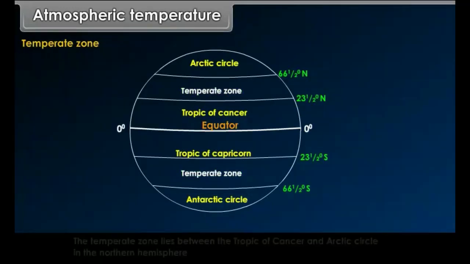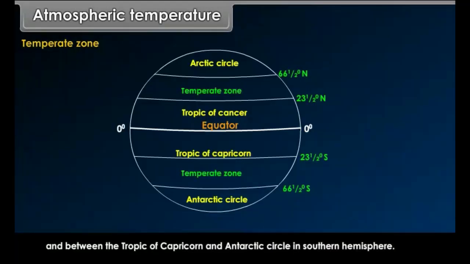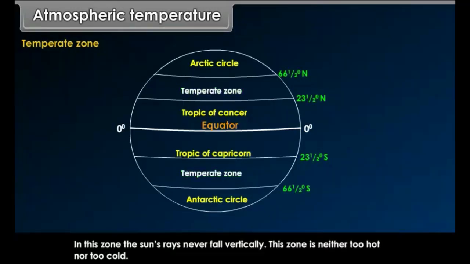Temperate zone. The temperate zone lies between the Tropic of Cancer and Arctic Circle in the northern hemisphere and between the Tropic of Capricorn and Antarctic Circle in the southern hemisphere. In this zone, the sun's rays never fall vertically. This zone is neither too hot nor too cold.